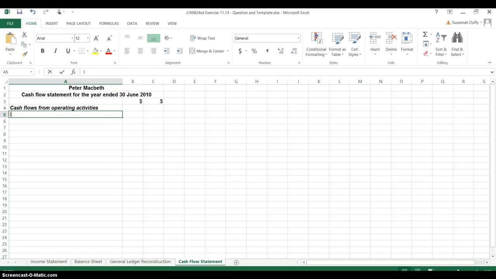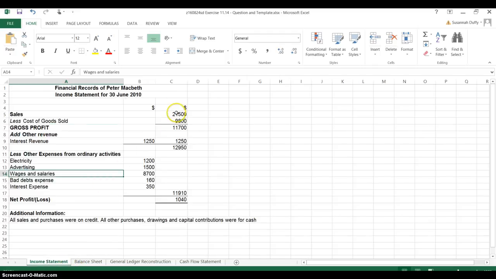Okay, so as you know, inflows are recorded first. If you look at your instructions, the first one is your receipts from customers. So you can pop all of that straight in. If we go over to our income statement, we can see that our sales for the year were 21,500. And if you look at the additional information down the bottom, it says that all sales were on credit.